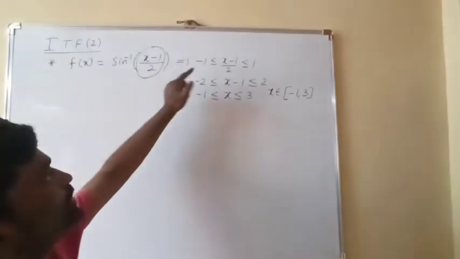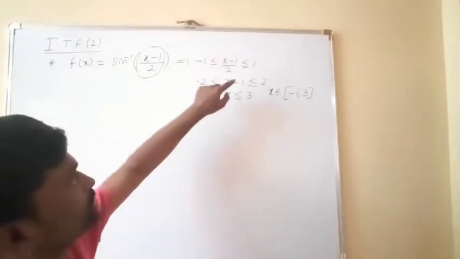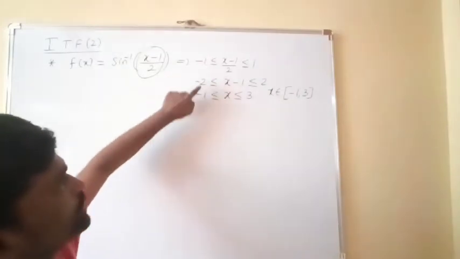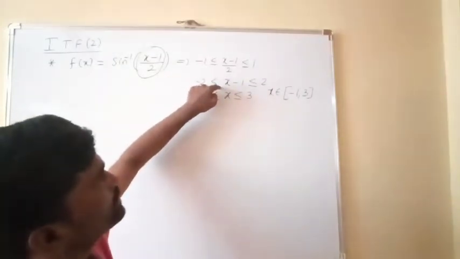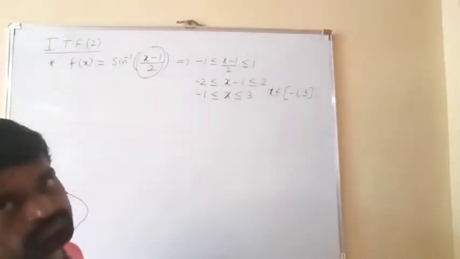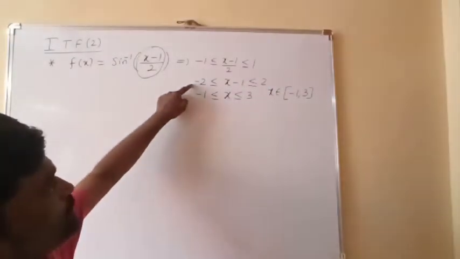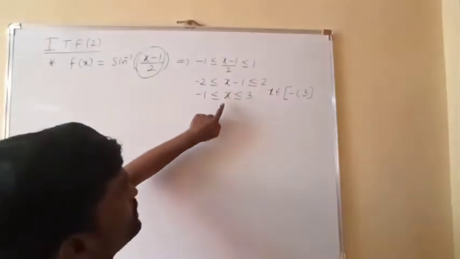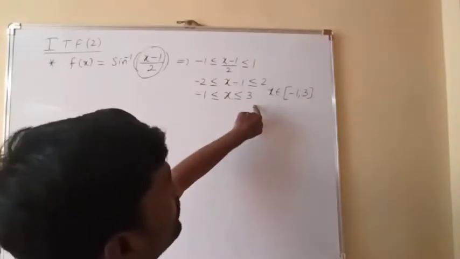That something lies between minus 1 and plus 1. So cross multiply by 2: 2 into minus 1, minus 2, is less than or equal to x minus 1, less than or equal to 2 into 1, which is 2. Adding 1, minus 2 plus 1 is minus 1, x minus 1 plus 1 is x, and less than or equal to 2 plus 1 is 3.